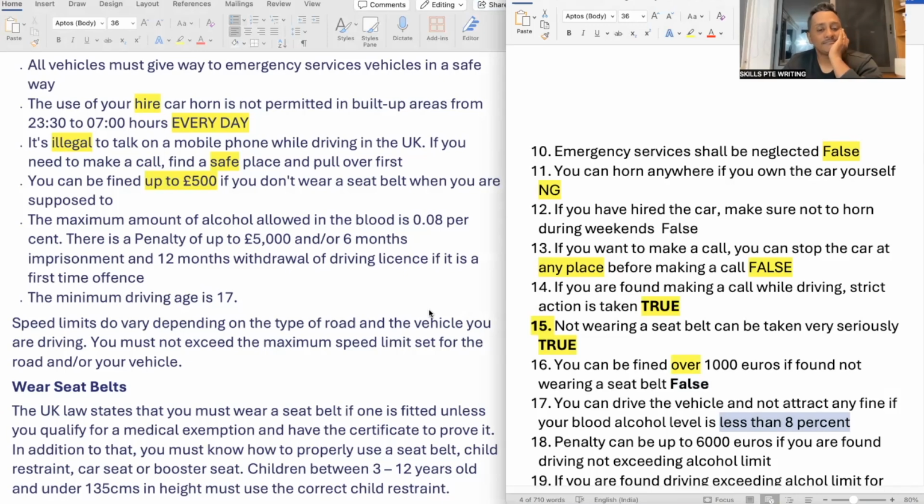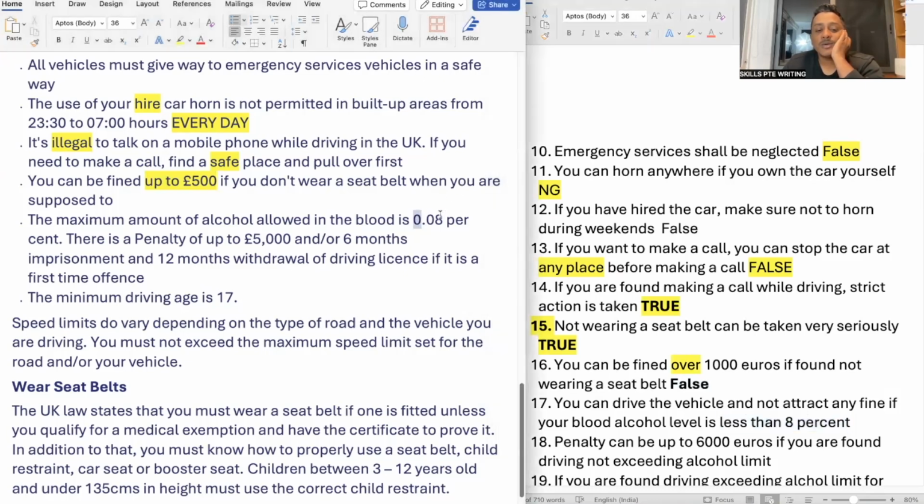What is the answer? True. Anybody? What is the answer? Bino, Diksha, Shisham? Very good, Shisham. Sharon, it is 0.08, not 8.